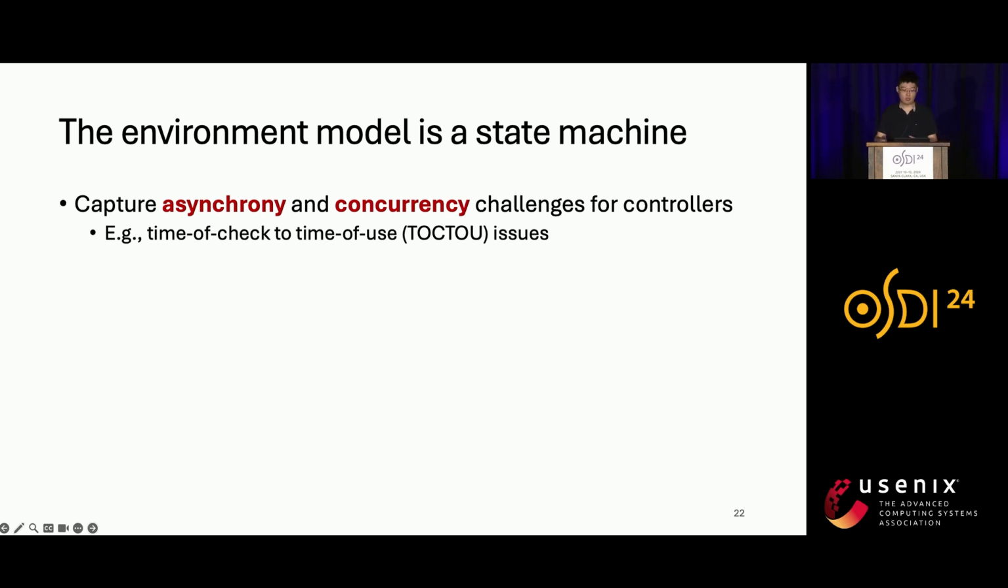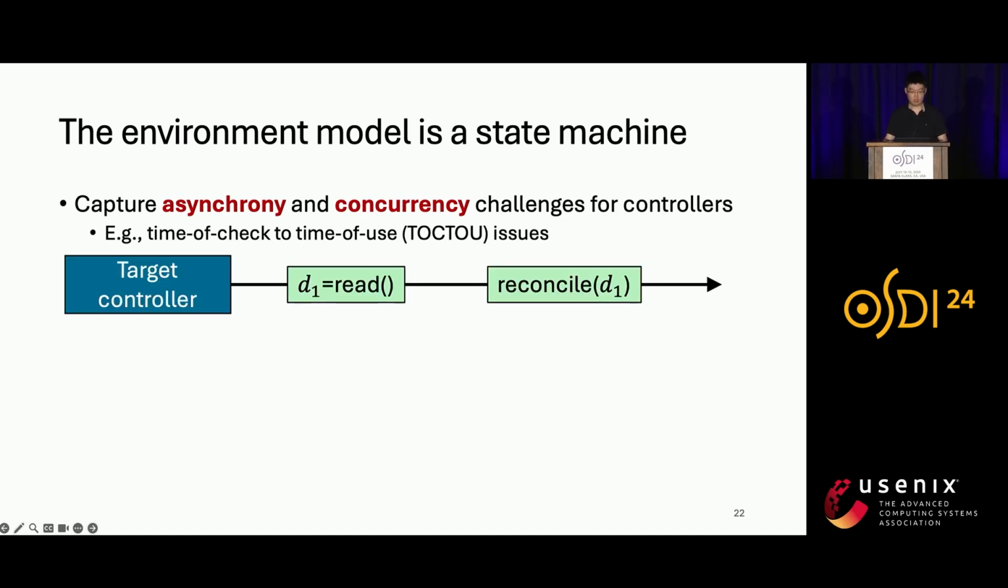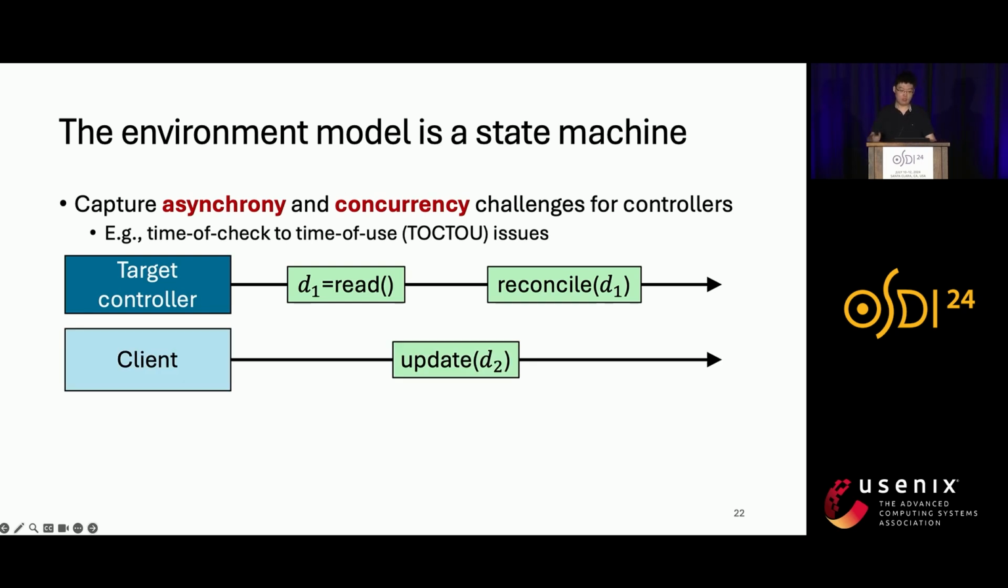This environment model is basically a state machine, and it naturally captures asynchrony and concurrency challenges for controllers. One particular example here is that time-of-check to time-of-use issues are allowed in this model, and the controller should be able to tolerate that. So let's be concrete. The controller often first reads the desired state, and then reconciles the cluster state according to the read result. So here it reads D1 and tries to reconcile according to D1. But if the client updates the desired state in between the read and reconcile, let's say from D1 to D2, then the controller will end up reconciling the cluster state for an old version of the desired state, which is D1 here.